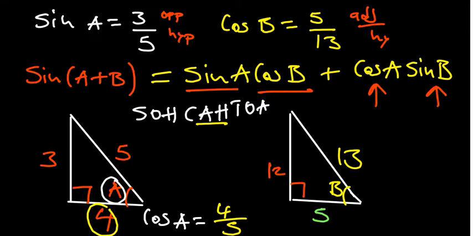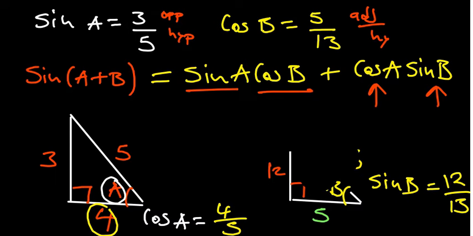In the other triangle, we're trying to find sine b. So sine of b, sine means opposite over hypotenuse. So opposite is 12, the hypotenuse is 13, 12 over 13. So we found all the missing ratios. I can clearly erase everything now.